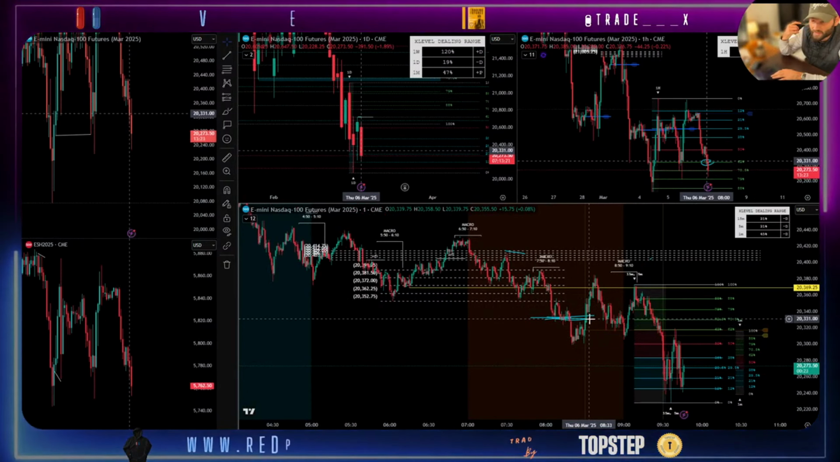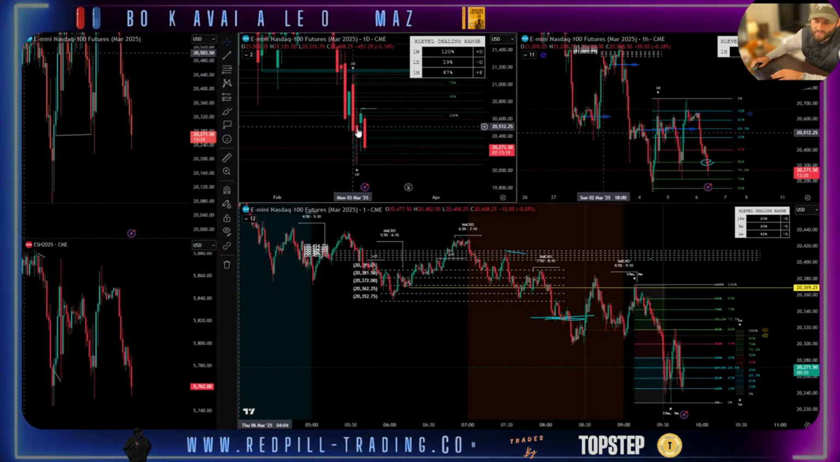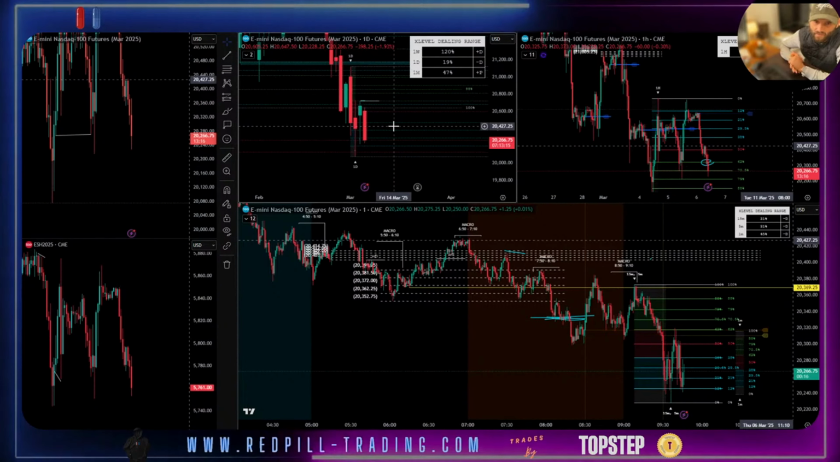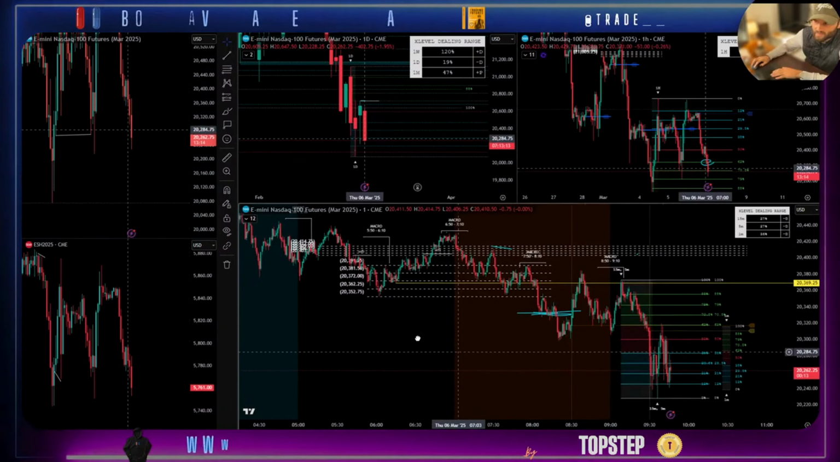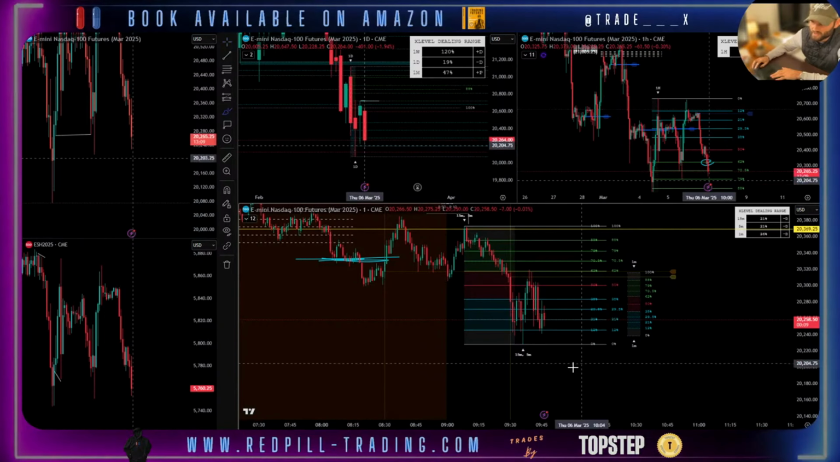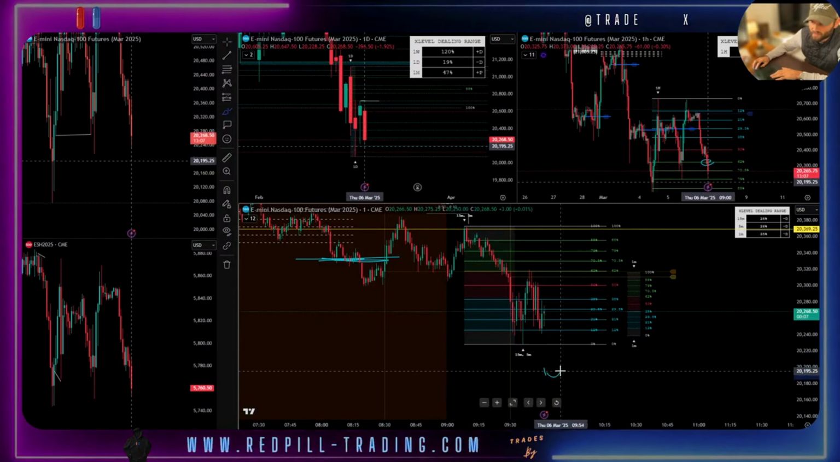Right? It's not good enough just for me to say, well, there's an extension level, let's trade it. You have to learn to stack stuff. Stack confluences. The more you can stack on top, the higher probability your trade is going to be. Okay, so to give you an indication, I'm always looking at weekly profiles.